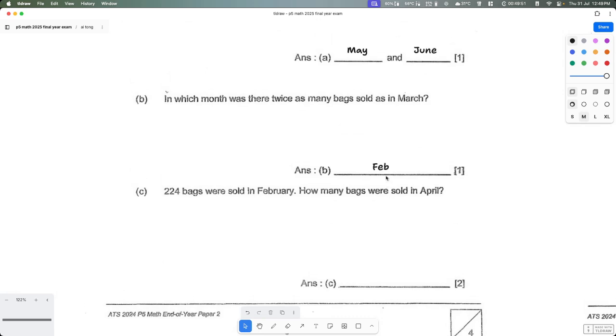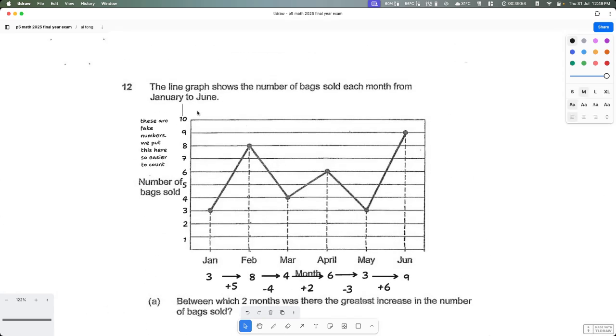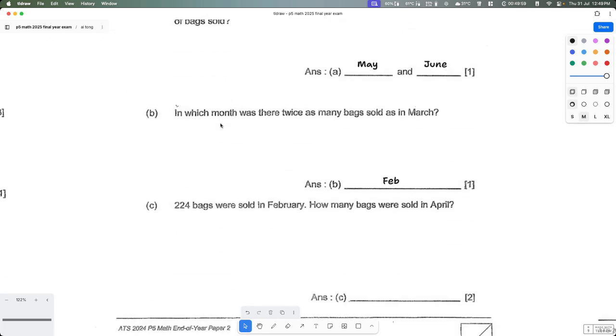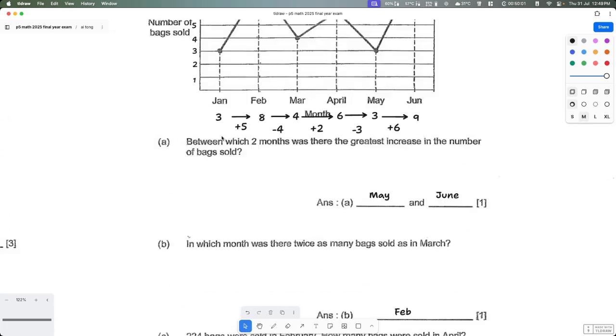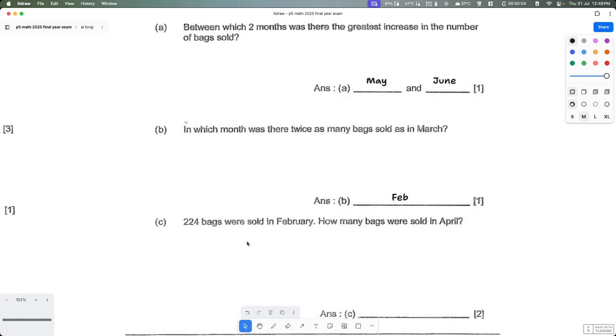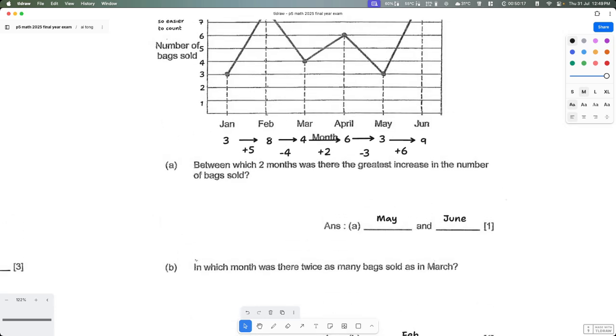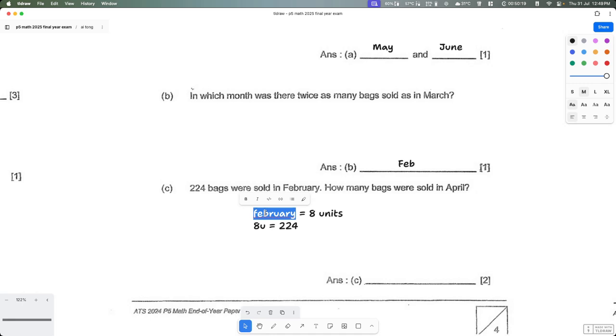How many bags were sold in April? So we can use this as units. In this case, we know that in February we have sold 8 units. So February is equal to 8 units, and 8 units is equal to 224. Then how many bags were sold in April? April is 6 units.